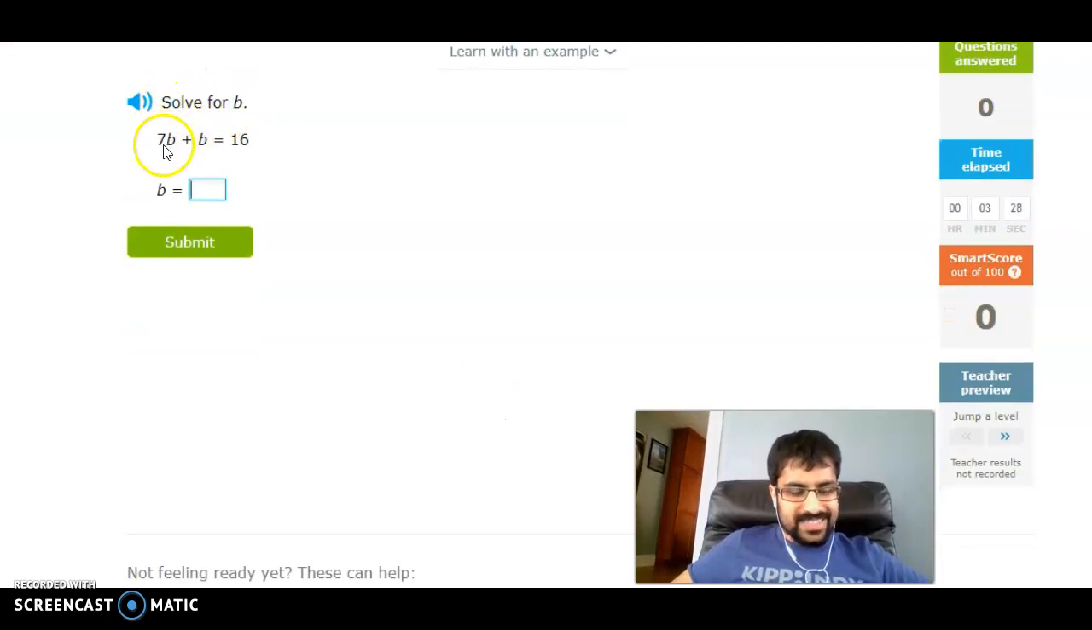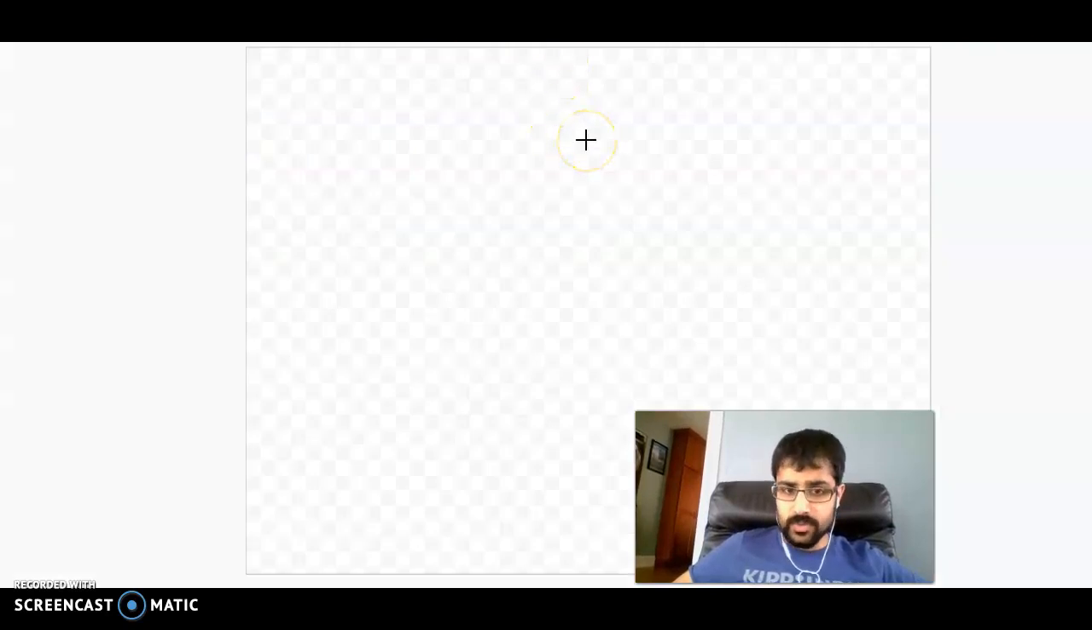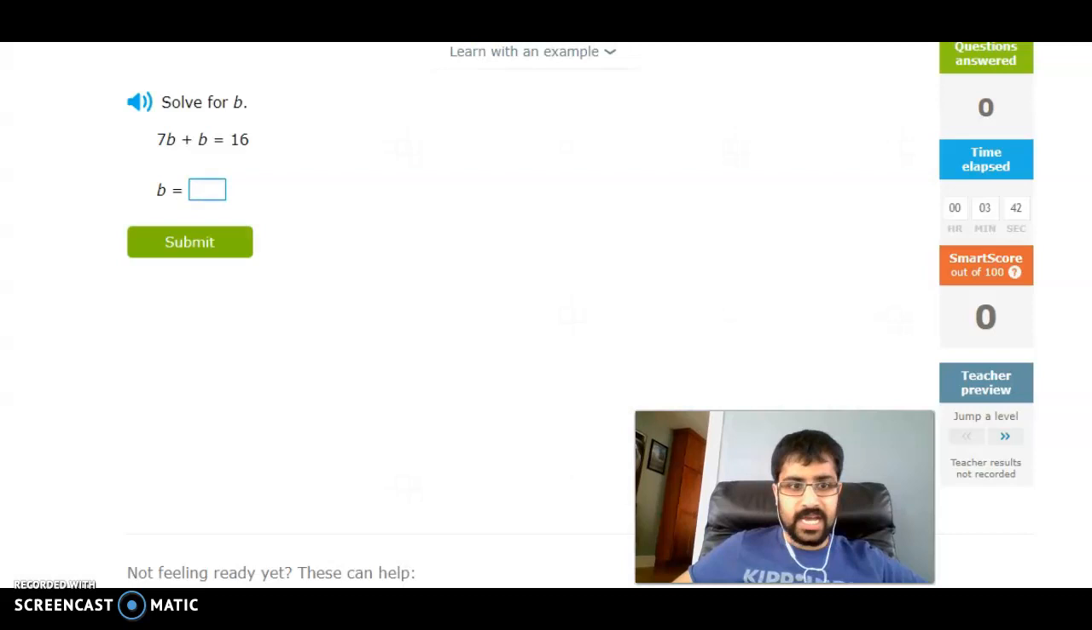Solving for b, I've got 7b plus b equals 16. The best way to do this is to have a pencil or paper. So if you don't have one with you right now, or some other way to write, go ahead and pause this video, grab some sort of writing utensil and a paper, and then come on back to the clip. I assume you've paused it, grabbed a writing utensil, and you are back to do it.